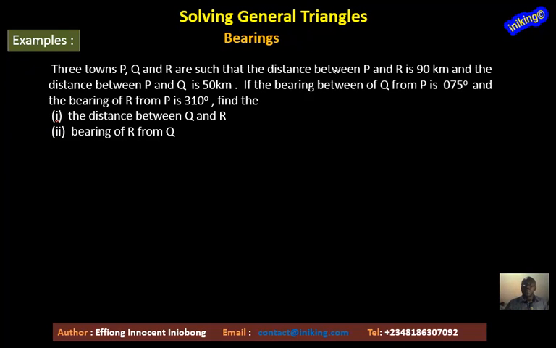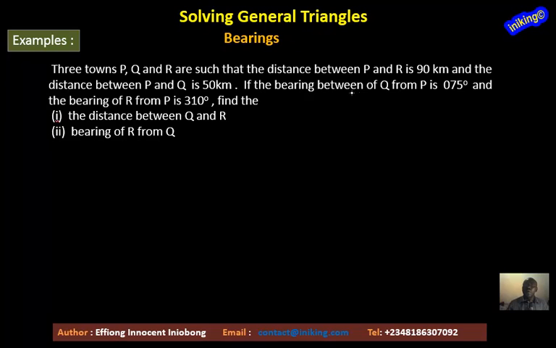Sorry, I had to make some corrections there. Let's take that again. Three towns, P, Q, and R, are such that the distance between P and R is 90 kilometers, and the distance between P and Q is 50 kilometers. That information does not give us any direction, so we'll continue.